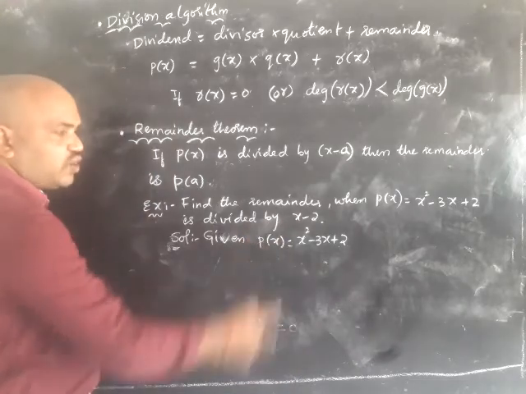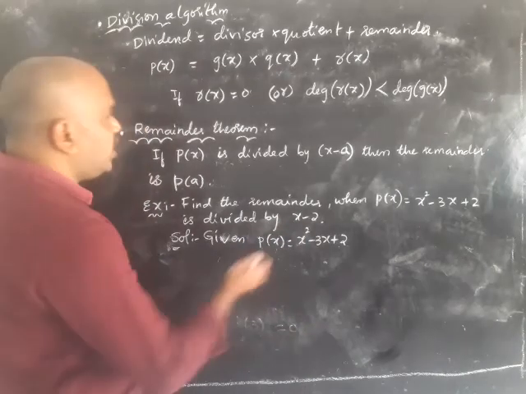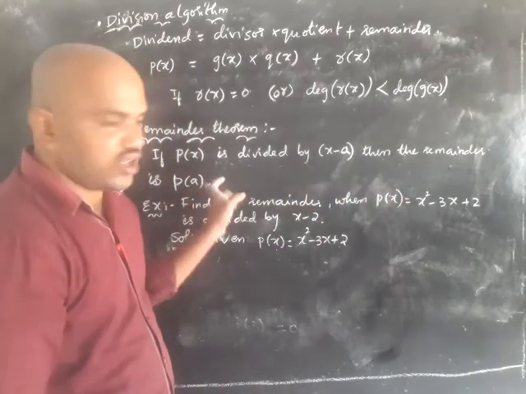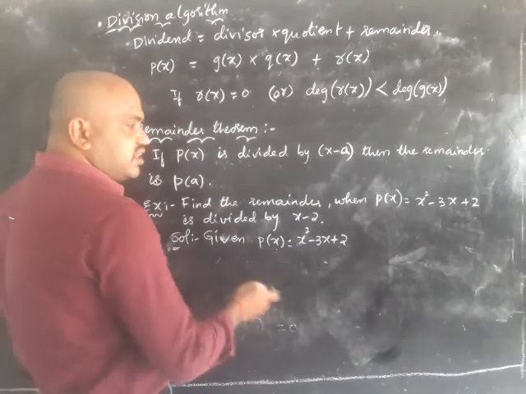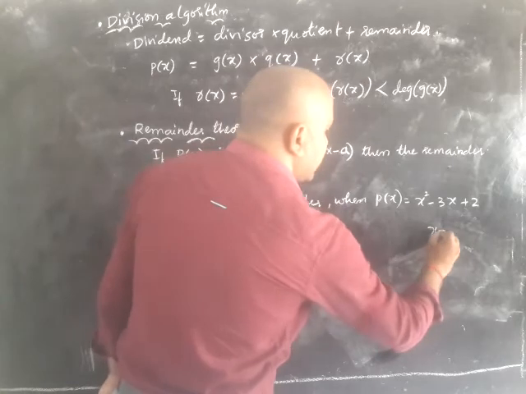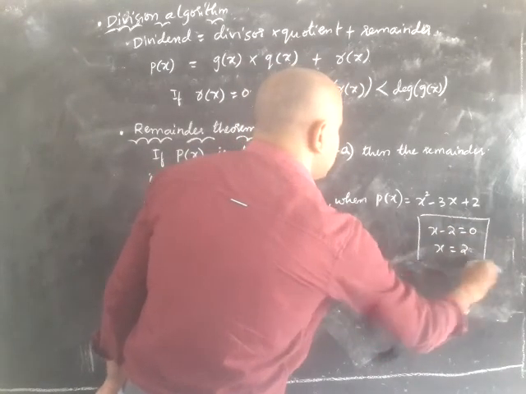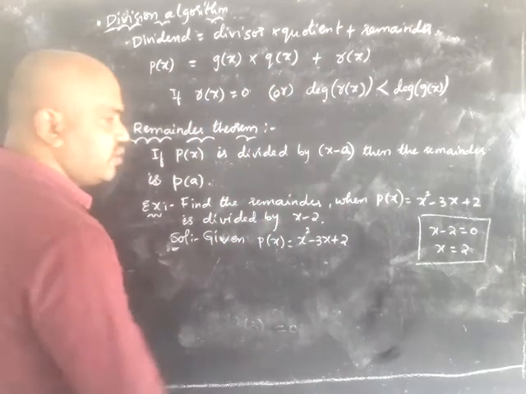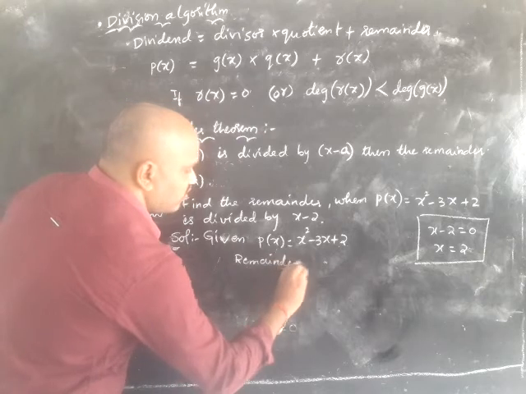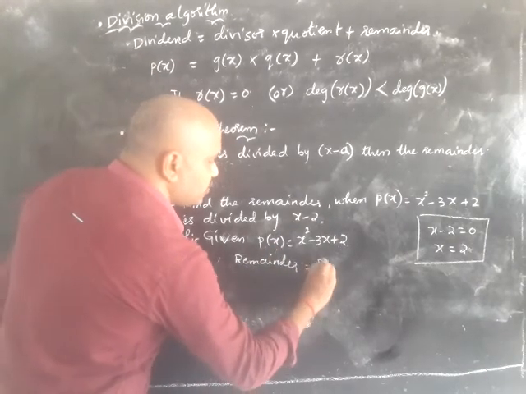Now we have to know which value we have to substitute in place of x. According to the remainder theorem, if P of x is divided by x minus a, then the remainder is P of a. So if P of x is divided by x minus 2, take x minus 2 equal to 0, then x equals 2. If we substitute x equal to 2, then the remainder will be P of 2. So when P of x is divided by x minus 2, the remainder is P of 2.